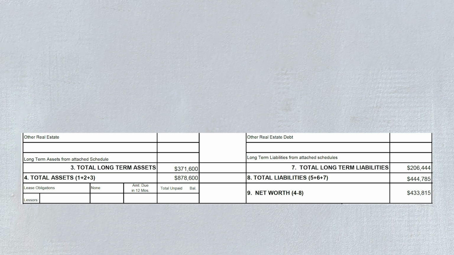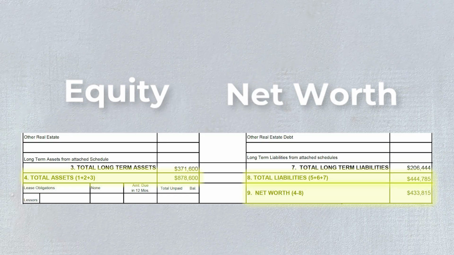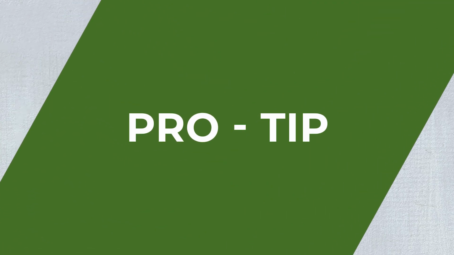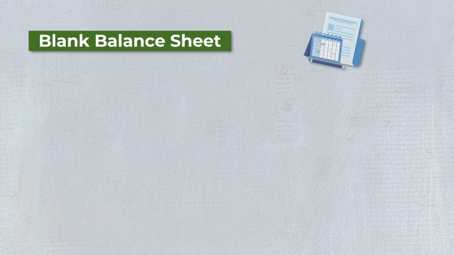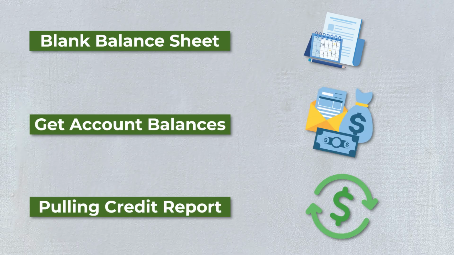Once you've listed all your assets and liabilities, total each side. The difference between these totals represents equity, also referred to as net worth. Equity reflects the residual value after settling all debt obligations. Pro tip, to make this easier, have a blank balance sheet handy and use your phone or laptop to log into your accounts and get the balances for the day you're filling it out. Pulling your credit report can also help you check loan balances and payments.